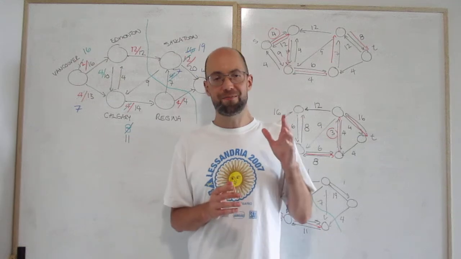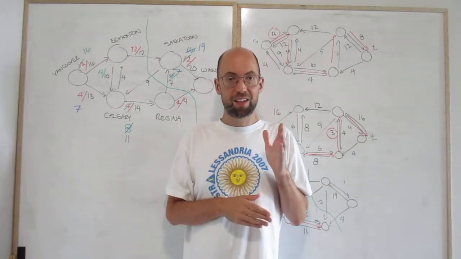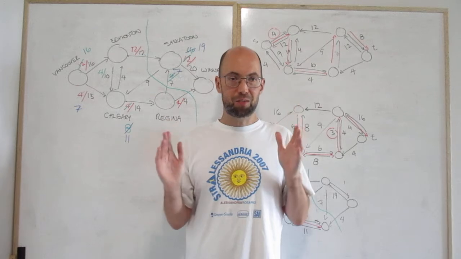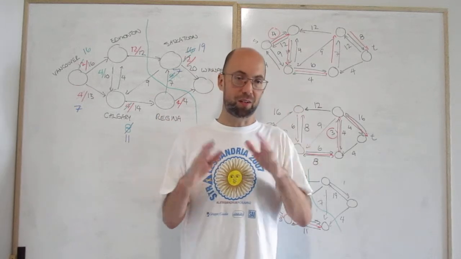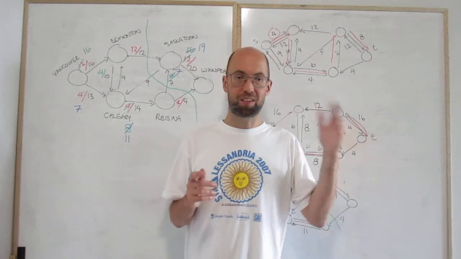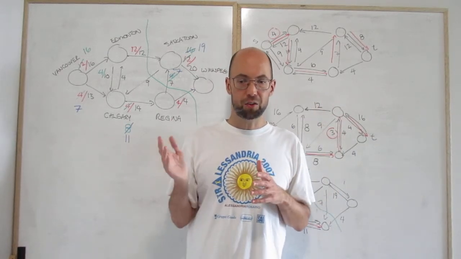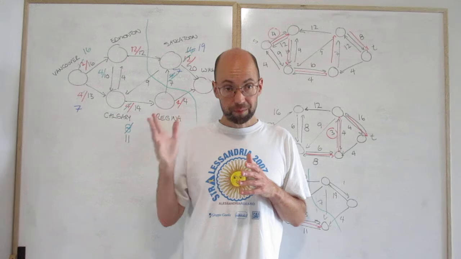Now, I didn't actually say it, but the idea, if you look at it, you take a cut and you look at the amount of stuff going from the S side to the T side. Sorry, I was just saying the total capacities. But you don't care about the capacities going from the T side to the S side because you're not trying to send stuff that way. You're trying to send stuff from S to T.